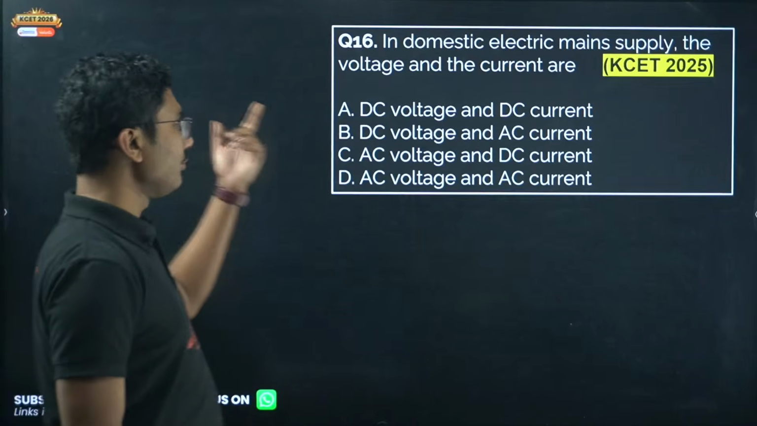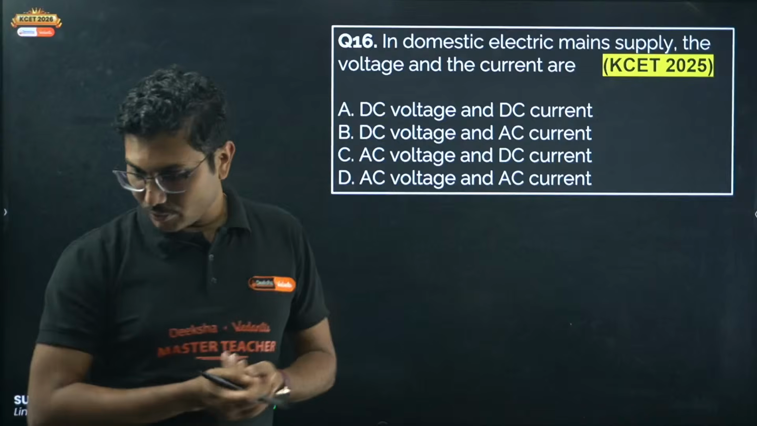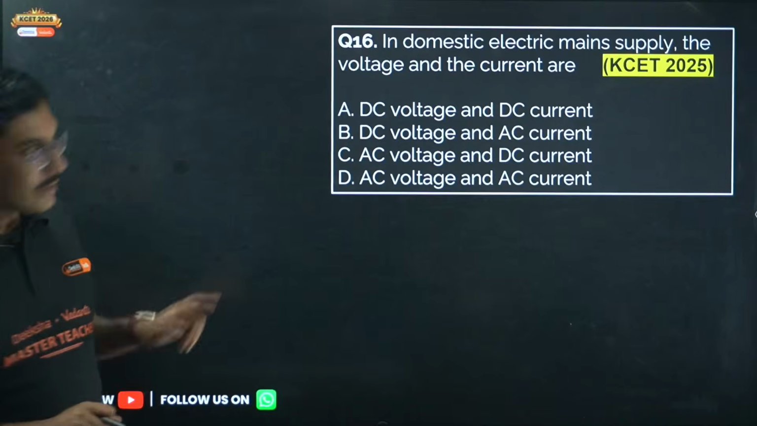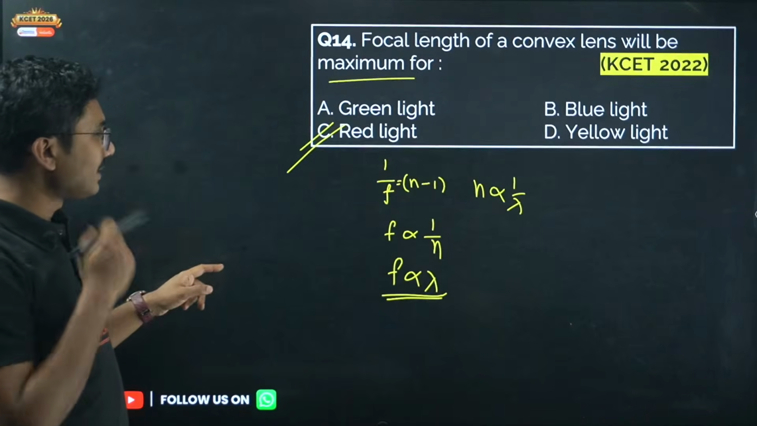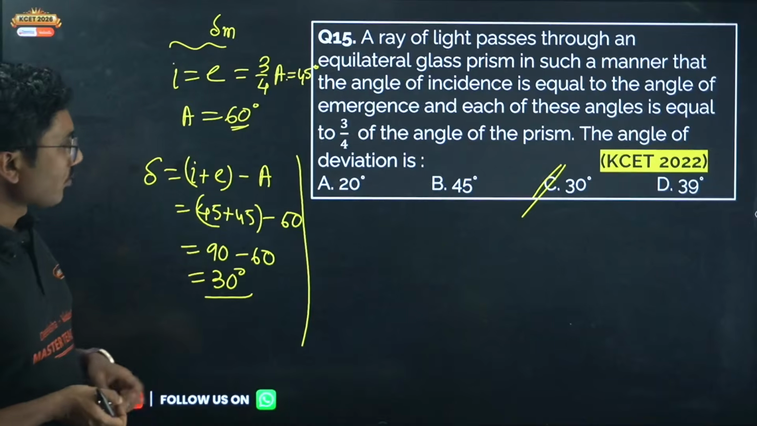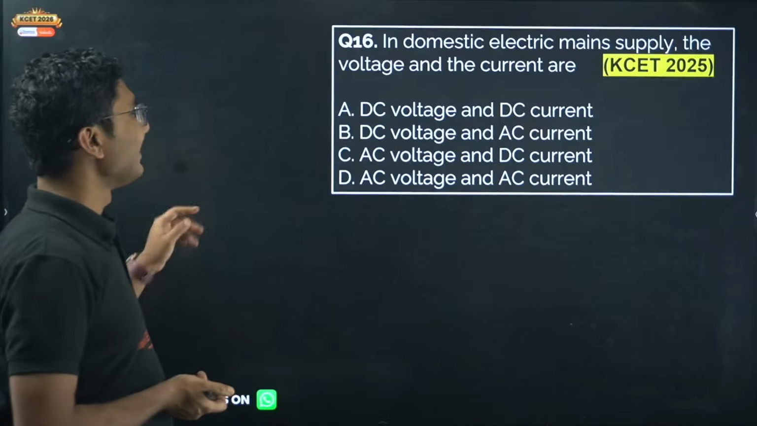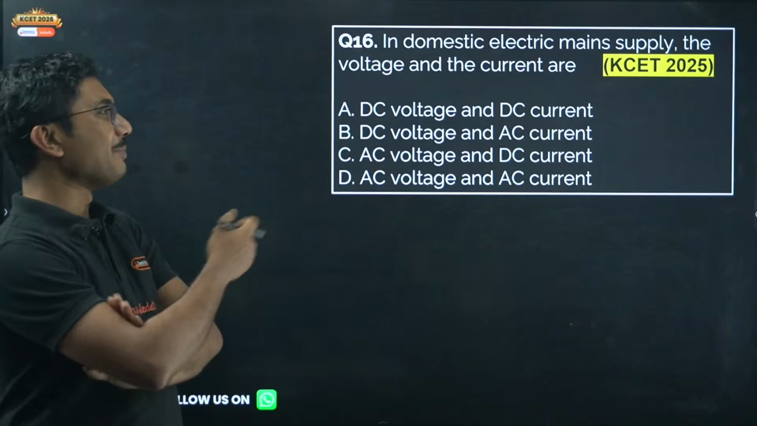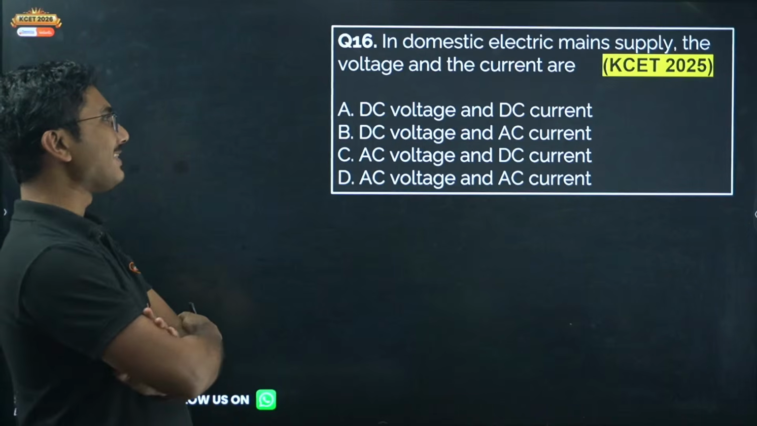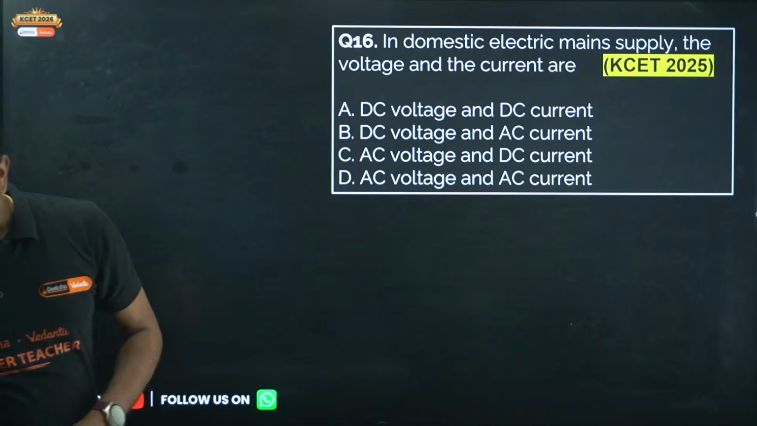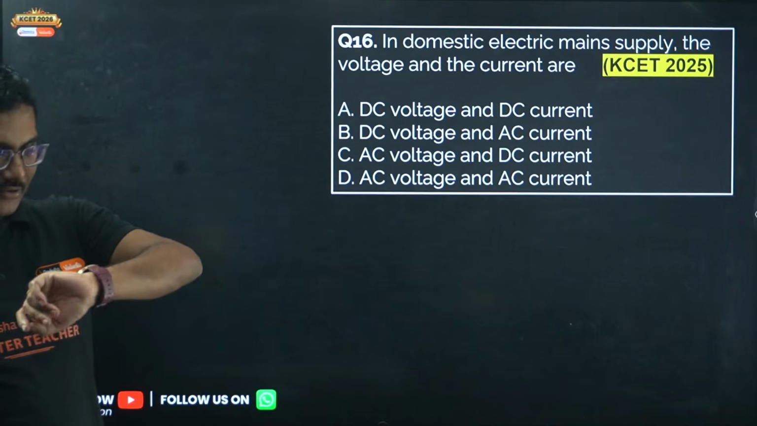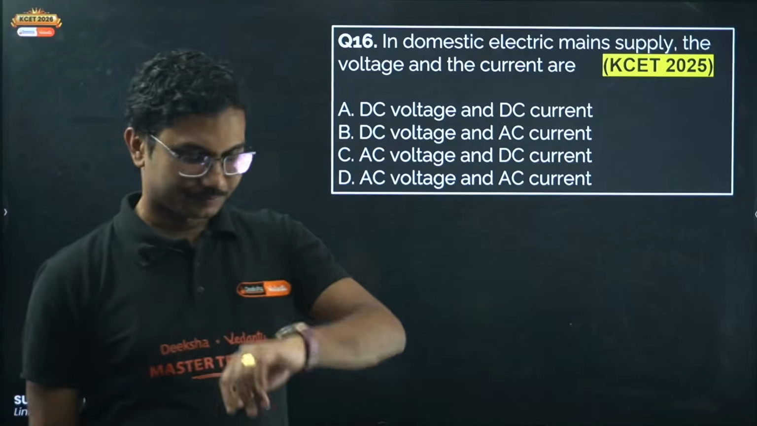Now we are going into the AC chapter. Someone was asking for AC, 14C, yes, 14C is correct. So this one is also C. Most of the options are coming out to be C. In domestic electric mains supply, the voltage and the current are. So answer this easy question. I will have a sip of water.